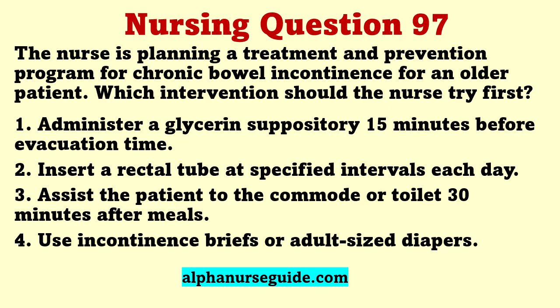The correct answer is 3. Assist the patient to the commode or toilet 30 minutes after meals. Rationale: the goal of bowel training is to establish a pattern that mimics normal defecation, and many people have the urge to defecate after a meal. If this is not successful, a suppository can be used to stimulate the urge. The use of incontinence briefs is embarrassing for the patient, and they must be changed frequently to prevent skin breakdown. Routine use of rectal tubes is not recommended because of the potential for damage to the mucosa and sphincter tone.